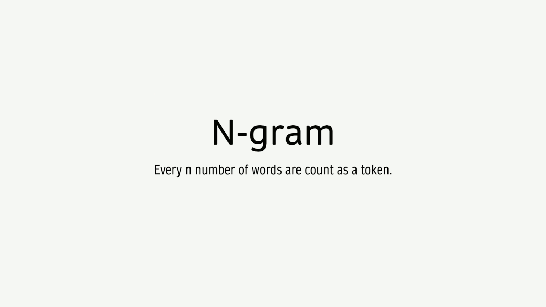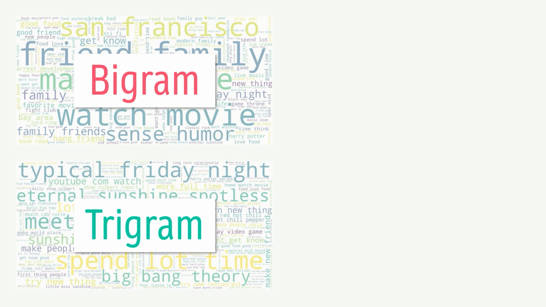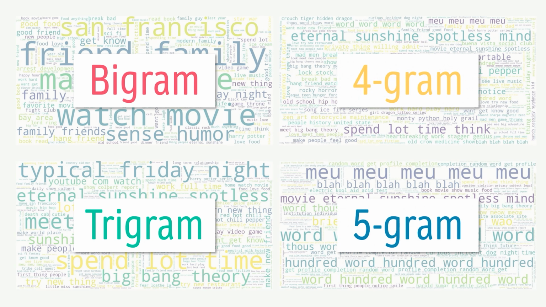Next is n-gram. Every n number of words are counted as a token. For example, bigrams refer to 2-word tokens, trigrams refer to 3-word tokens, and so on and so forth. Generally, the average frequency of occurrence for unigrams will be higher compared to the bigrams and trigrams. Hence, to avoid meaningful bigrams and trigrams being buried under the unigrams, we shall create word clouds for unigram, bigram, and trigram separately.